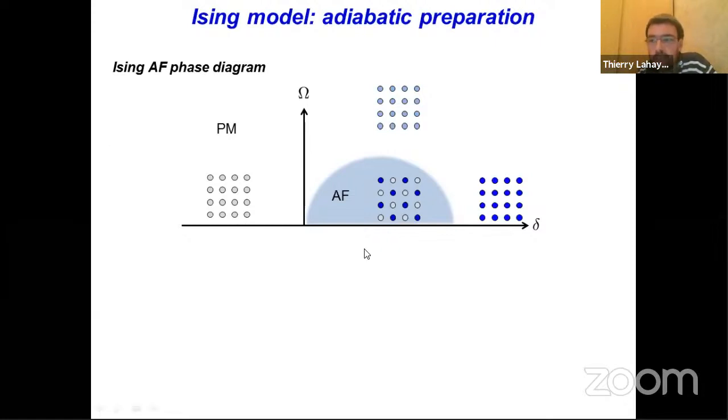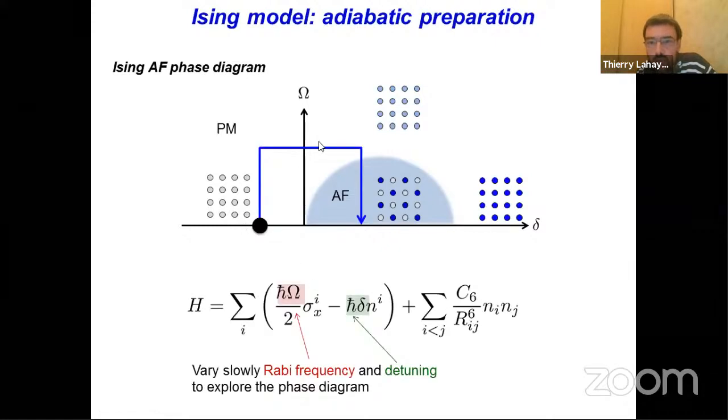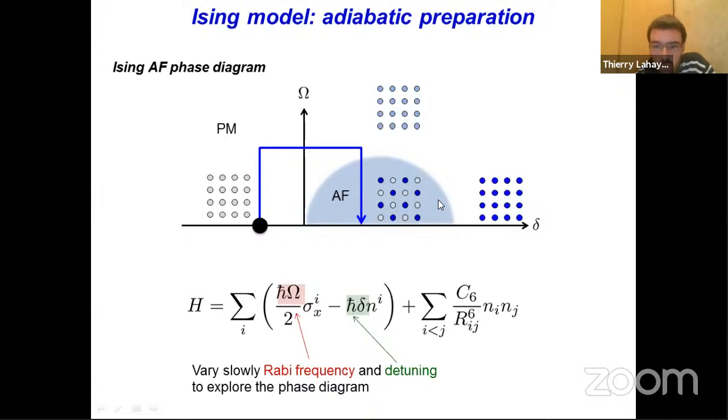And so if you are at negative detuning, the ground state here is all the atoms in the ground state. So this is exactly the starting point of our experiments. Now the idea will be just to navigate through this phase diagram by varying simultaneously the Rabi frequency and the detuning, such that if you are slow enough, you may end up here in this antiferromagnetic ground state. And you see that this detuning acts a little bit as a kind of chemical potential, and you can control the magnetization of your system if you wish.